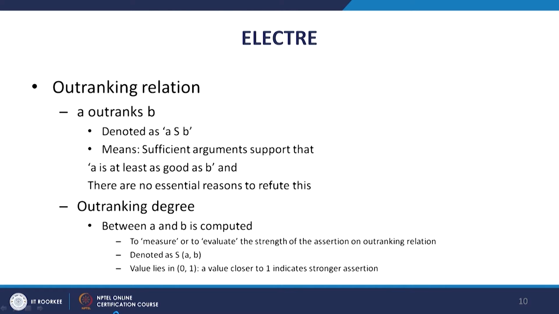We talked about the outranking relation, which we denote using A S B, where A and B are both alternatives. A S B means that A is at least as good as B. This is an example of an outranking relation. We measure this outranking relation using the outranking degree, which we denote using capital S in parenthesis A comma B, where A and B are two alternatives. All this part was discussed.